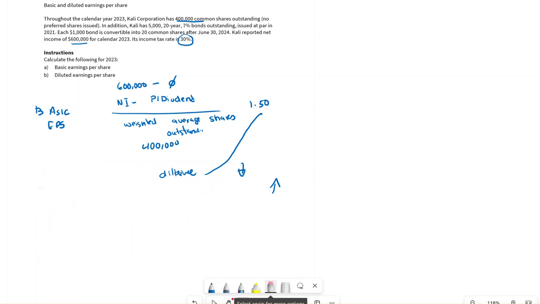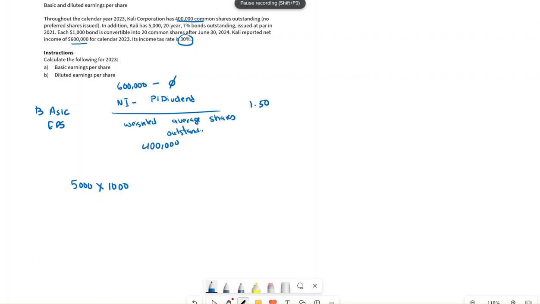So let's see what we have. In this case, you could have preferred shares converting into common shares. In addition, the company has 5,000 bonds, and each bond is 1,000.